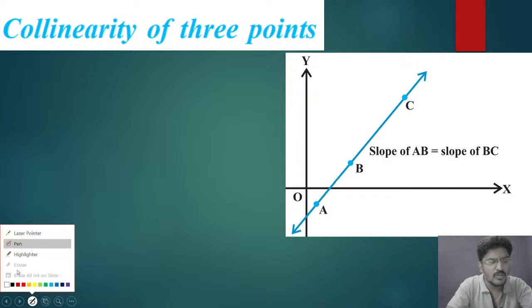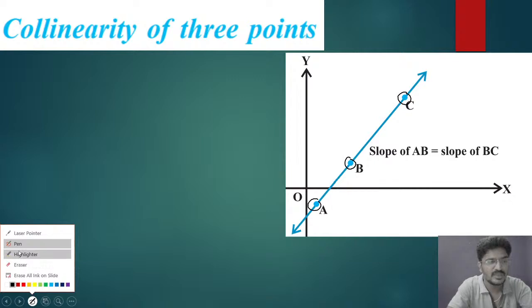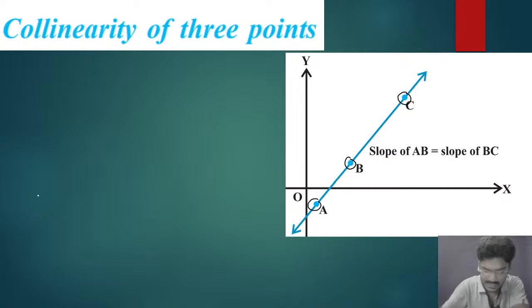If three or more points lie on the same line, then we say that the points are collinear. Please remember, collinear points means if three or more points lie on the same line, then we say those points are collinear points.